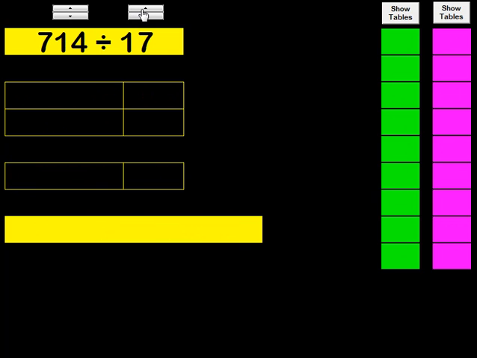Other ideas that I'm using with students is, how do we double things up? 17 doubled is 34. Doubled again, 68. Doubled to get 4 times. Doubling it again to get our 8 times, 136.